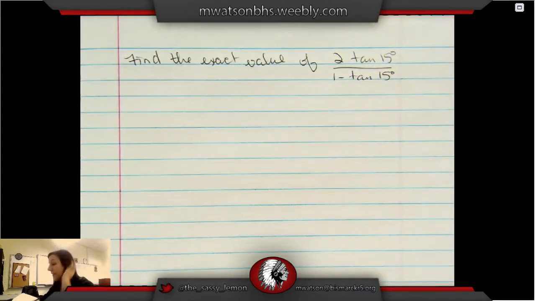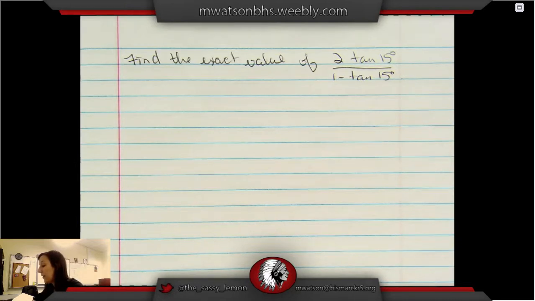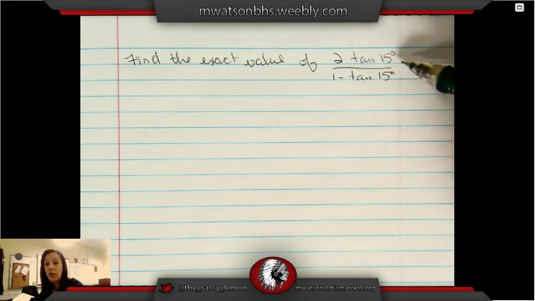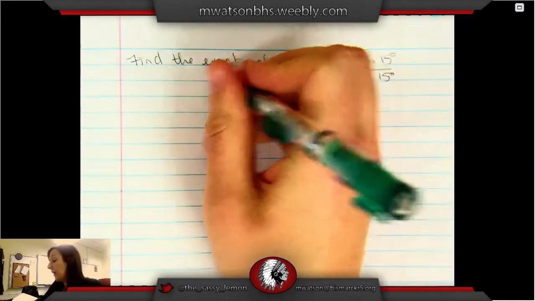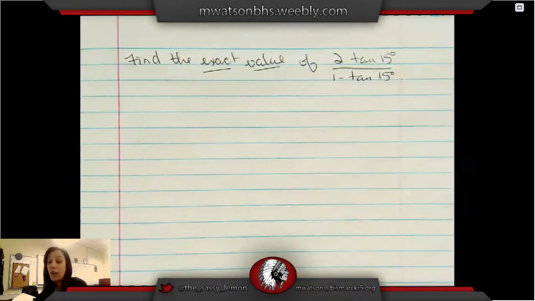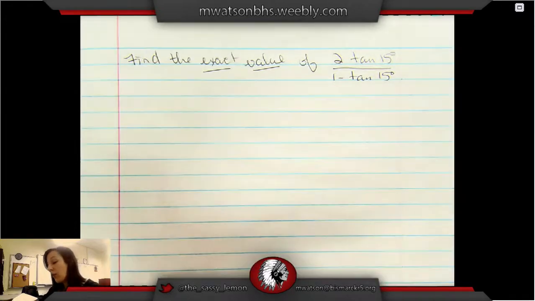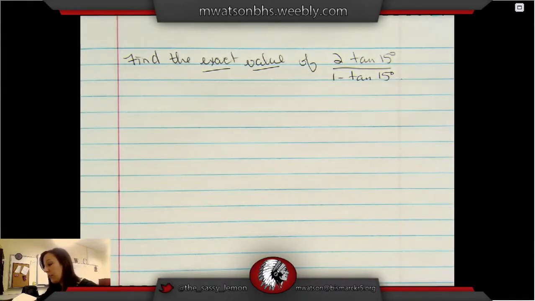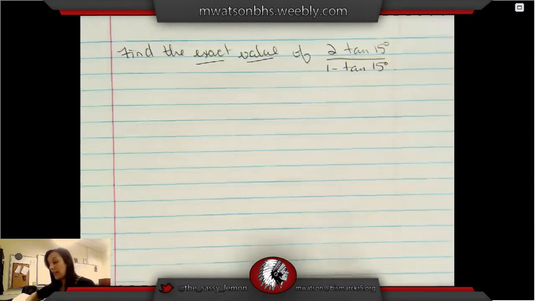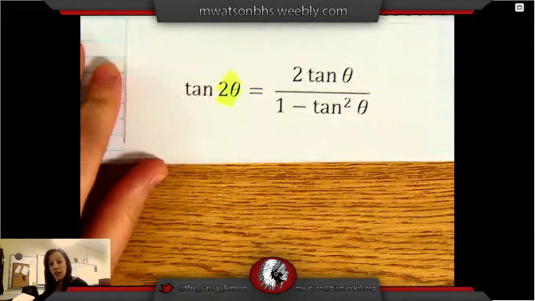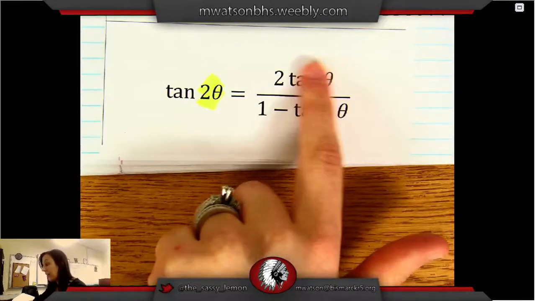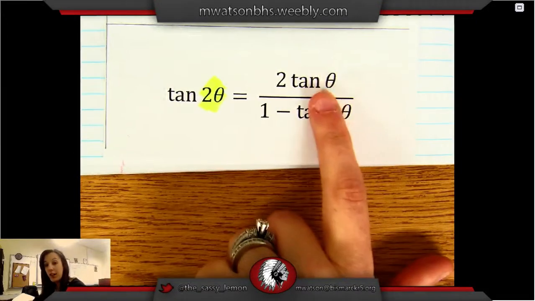Looking at that, that might seem really complicated because we don't know how to find tangent of 15 degrees. That's not one of our special angles, so we definitely can't find an exact value because the calculator is just going to give us an approximation. However, now that we have these formulas, if you look over at your foldable, it should be really obvious which one of these it fits. If you look at that double angle formula, it's the right hand side here. It's exactly the same except your theta is filled in.